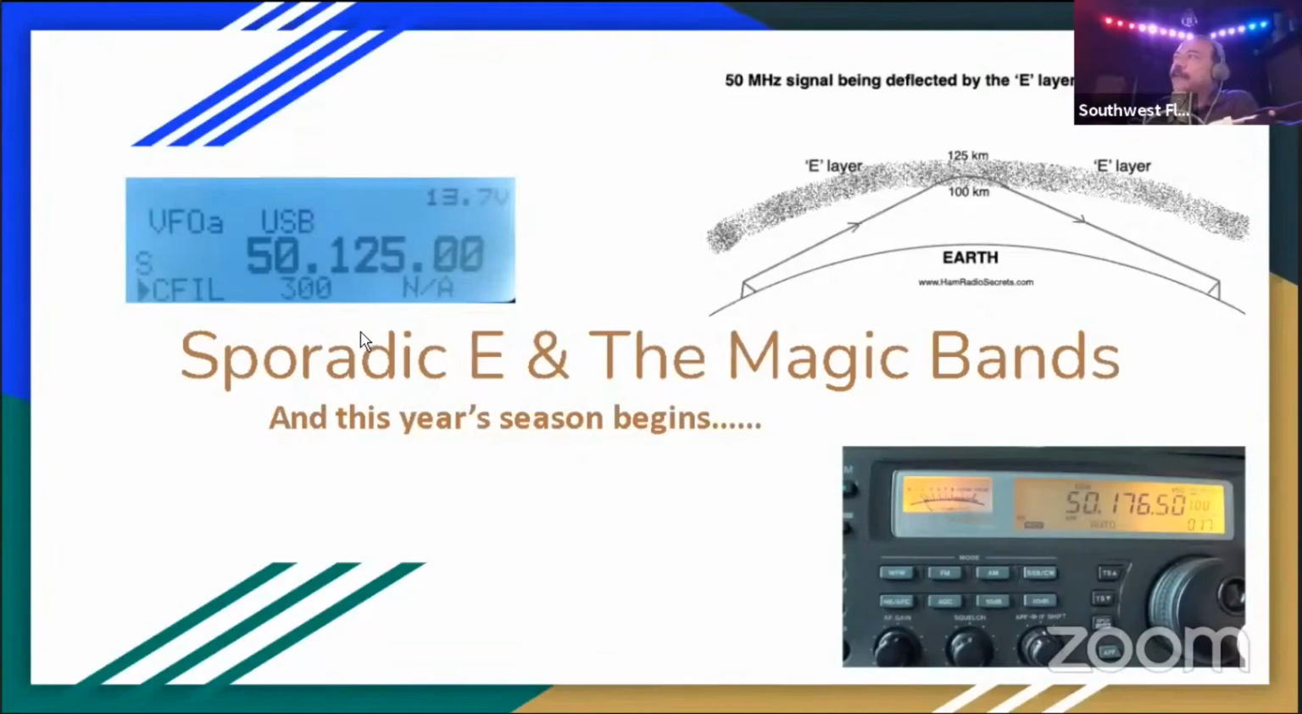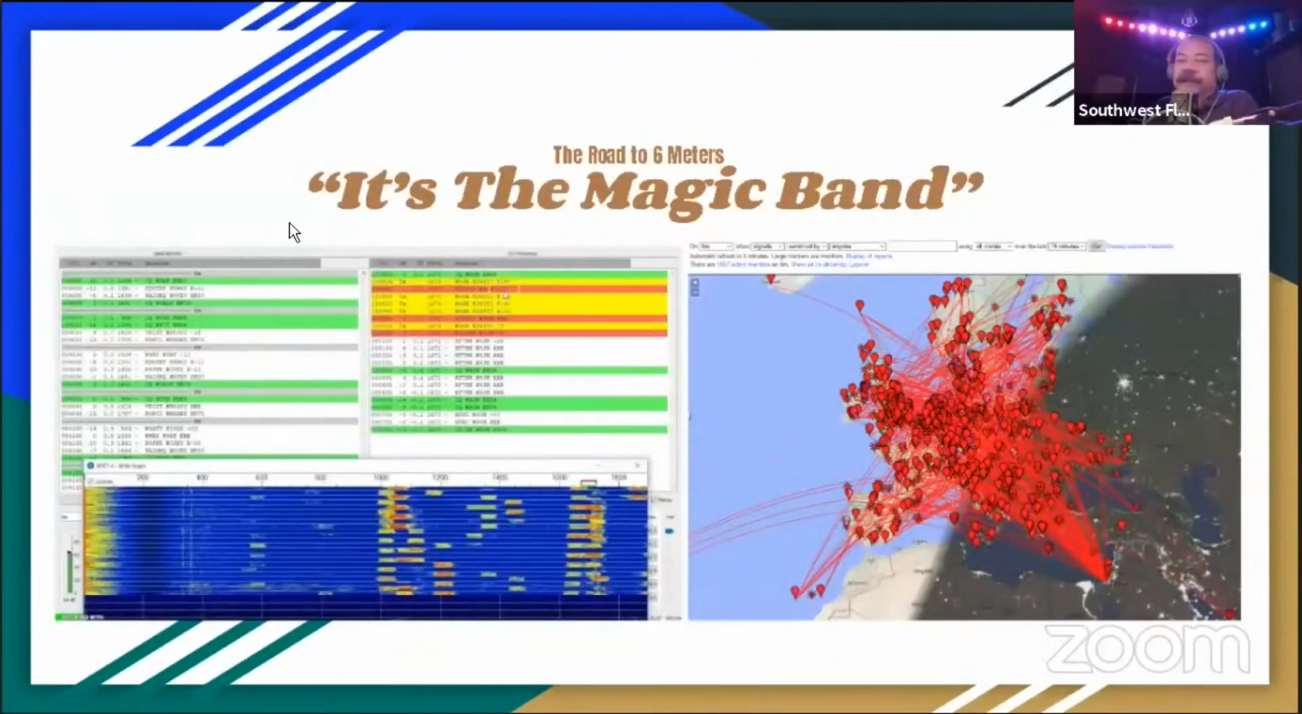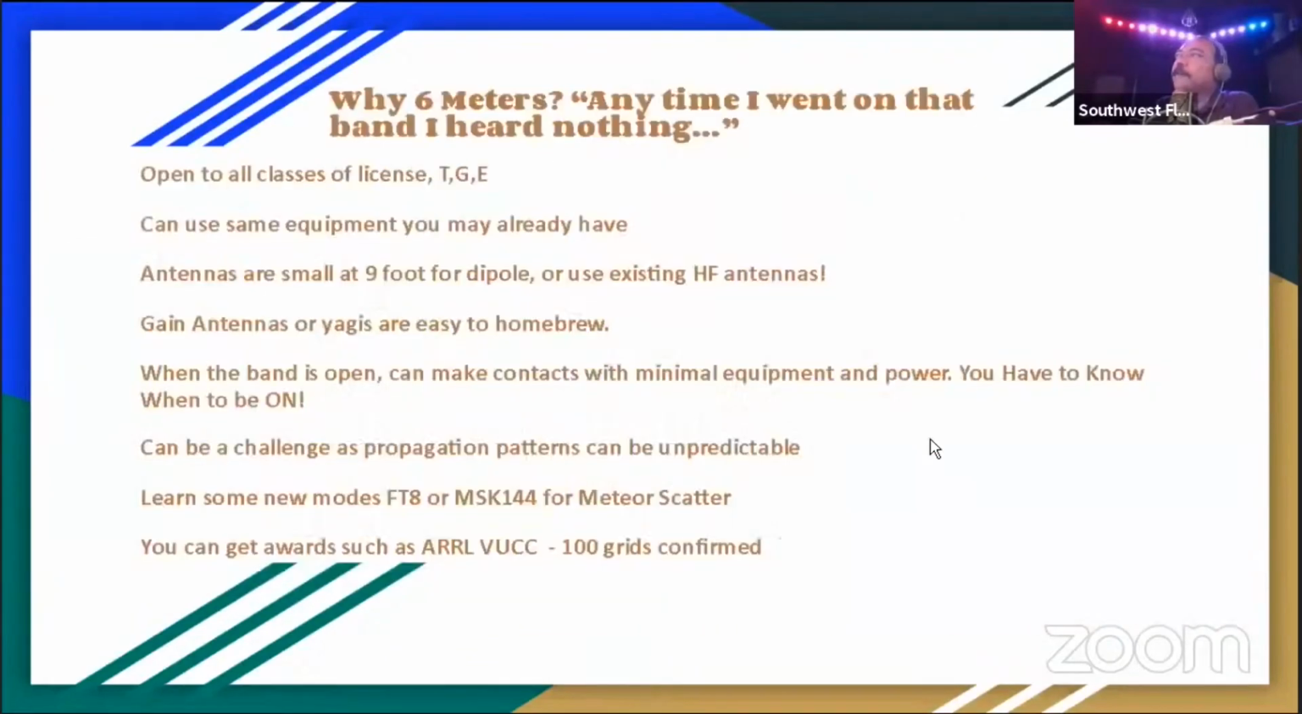Sporadic E, what is it? Well, let me tell you something. It's an amazing phenomenon, and it affects a lot of different bands, but it also works with all the digital modes and a lot of different things. And we're going to discuss all this as we get into tonight. That right picture is from yesterday. That is a 6 meter opening that happened over Europe yesterday. And I've got some more pictures, and we're going to talk about that coming up.